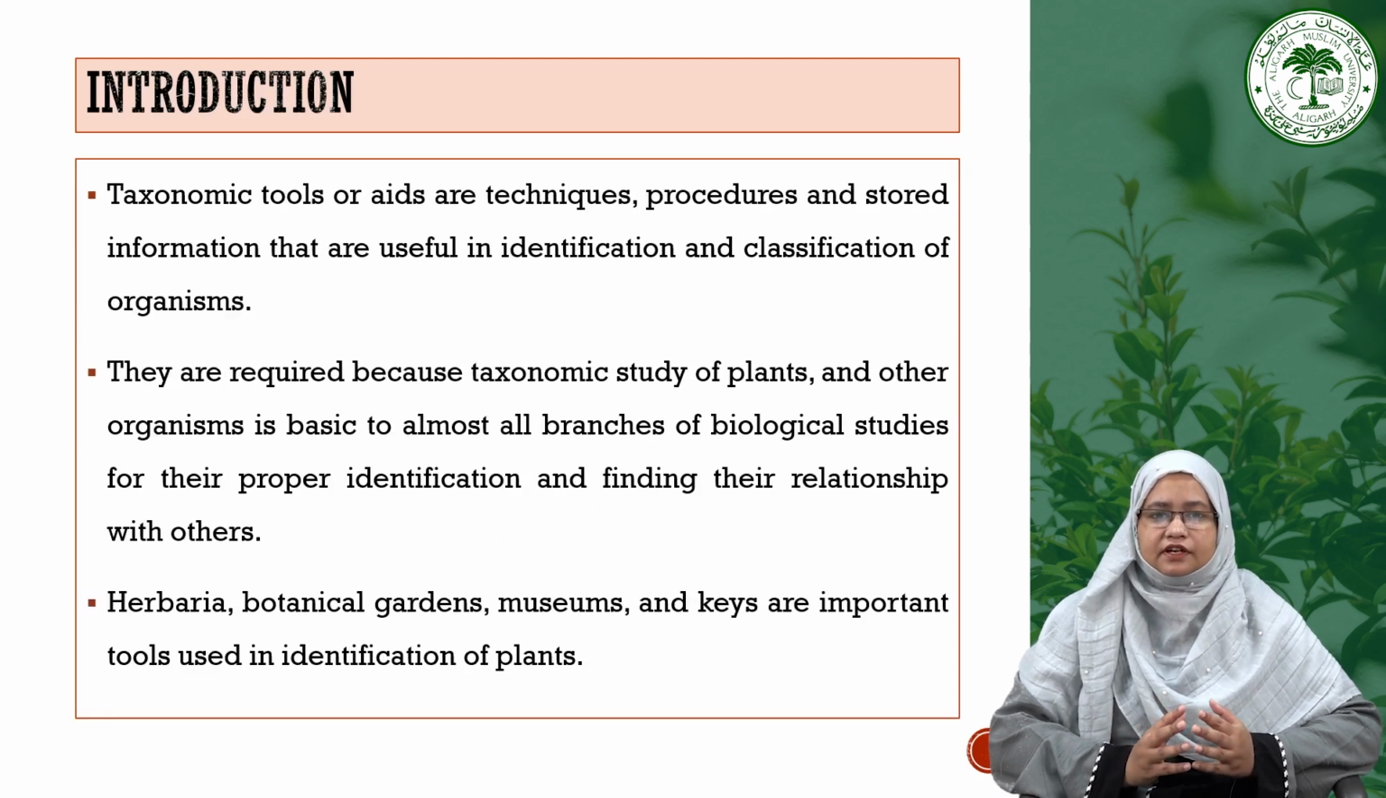These taxonomic tools or aids are techniques or procedures and stored information that are useful in the identification and classification of organisms. They are required because the taxonomic study of plants and other organisms is basic to almost all branches of biological studies, and for their proper identification and finding their relationship with each other. Tools like herbaria, botanical gardens, museums and keys are some of the most important tools used in identifying a plant.